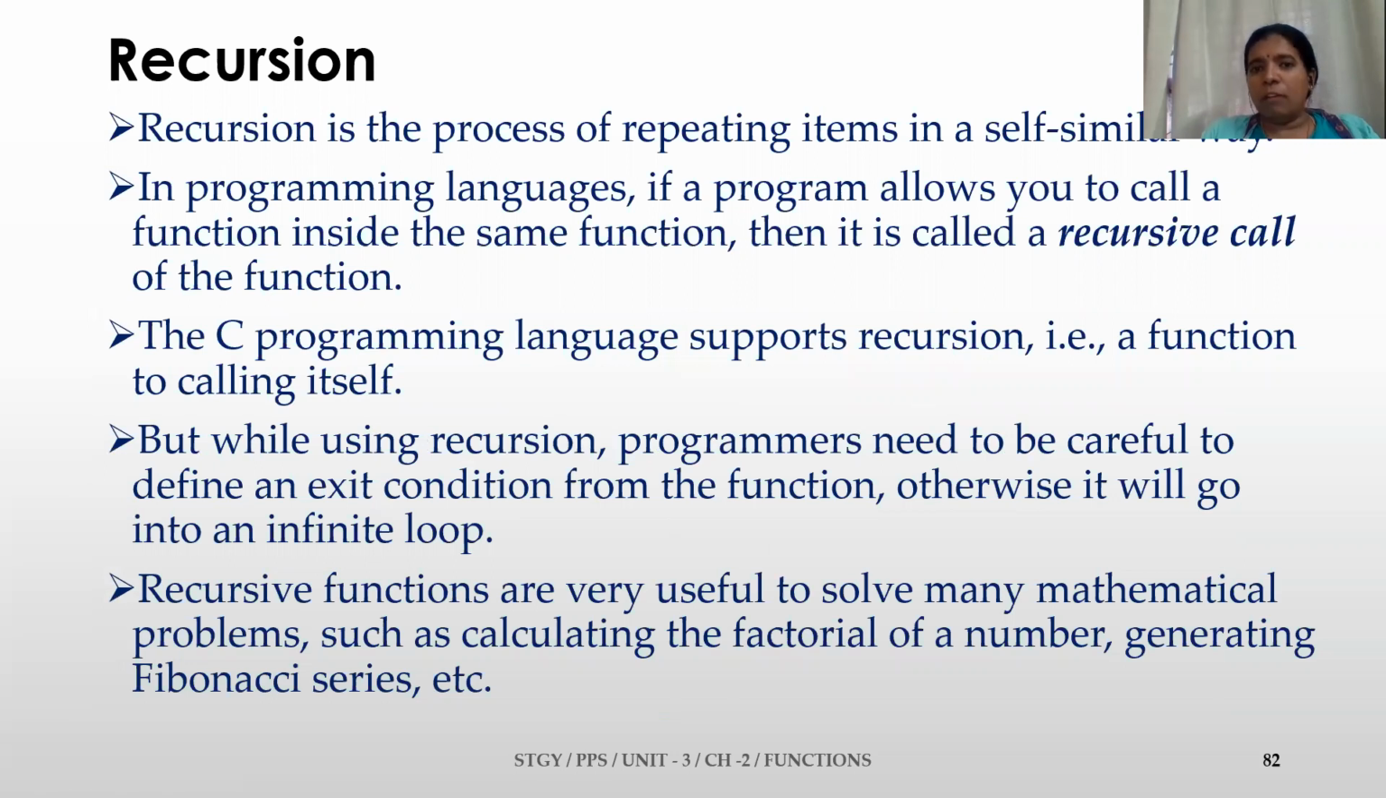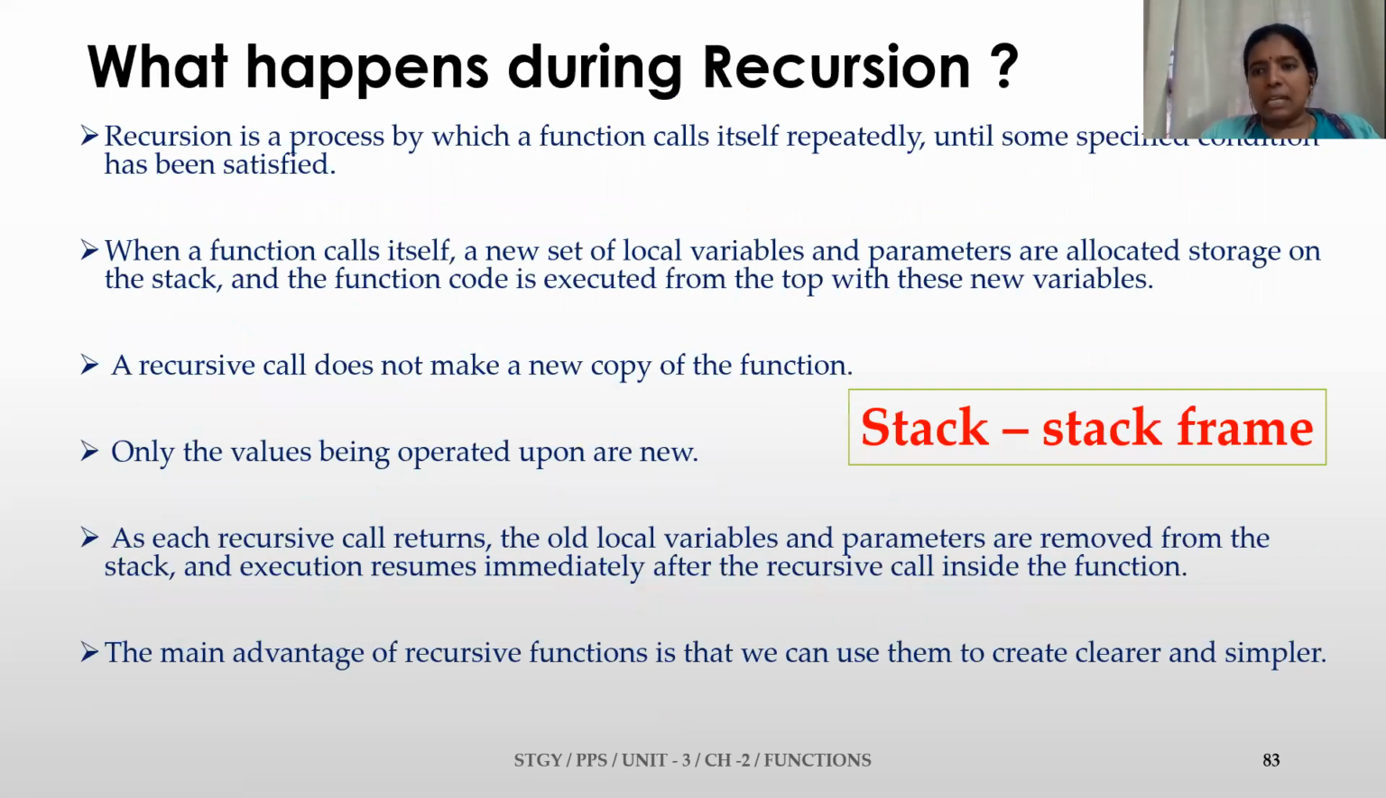So what is recursion? Recursion is a process of repeating items by itself. In general, a C program supports recursion, which is a special class of nesting functions. A function calling itself repeatedly is called recursion. What happens during recursion? During recursion, a function keeps calling itself repeatedly until some condition is met.